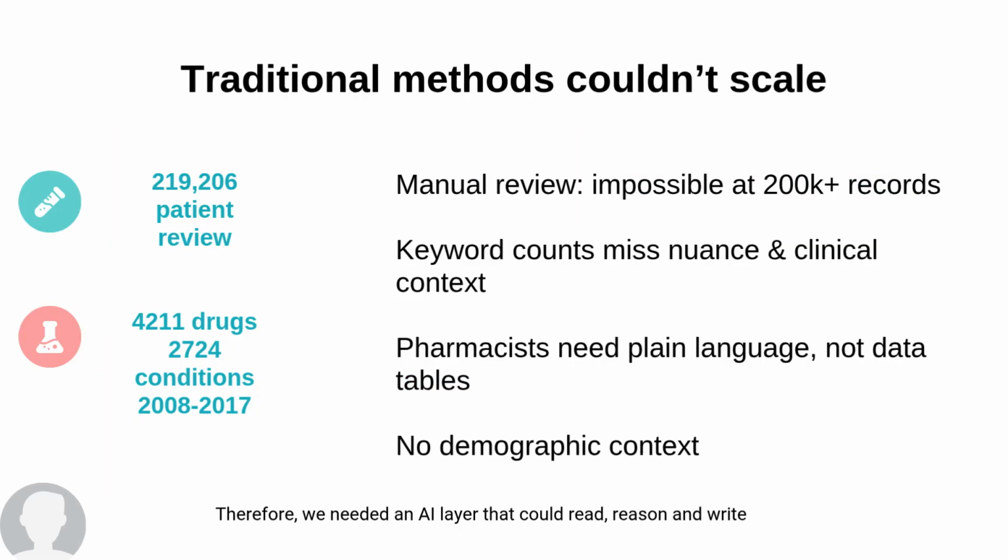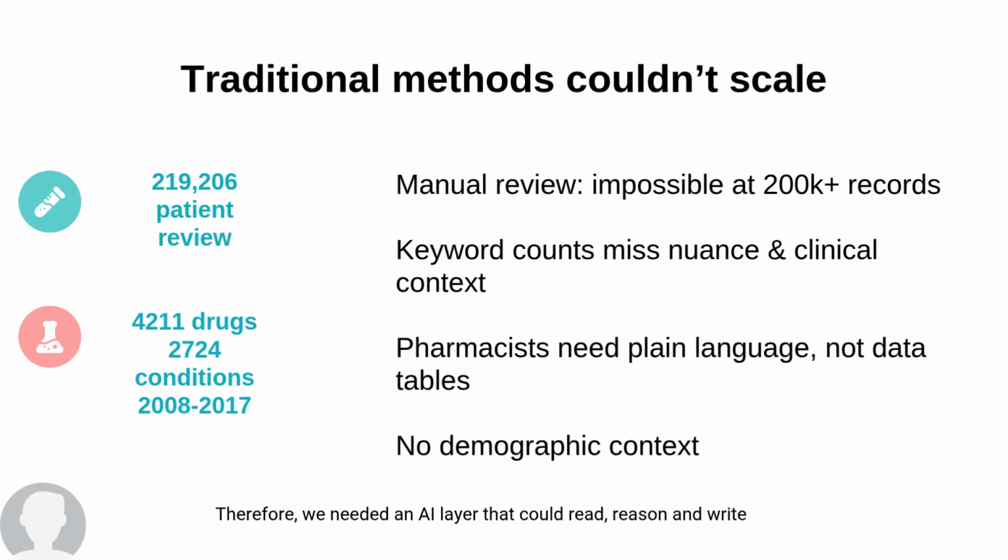So why go to all this trouble? Because the scale of this dataset made traditional methods break down. We had 219,206 patient reviews across 4,211 drugs and 2,724 conditions, spanning 2008 to 2017. At that volume, manual review by a human analyst is just not feasible. Keyword and frequency counts, which is what a lot of traditional NLP gives you, miss nuance and clinical context. They can count how many times pain appears, but they can't tell you whether that pain got better or worse.